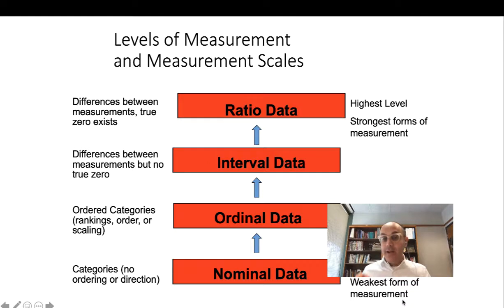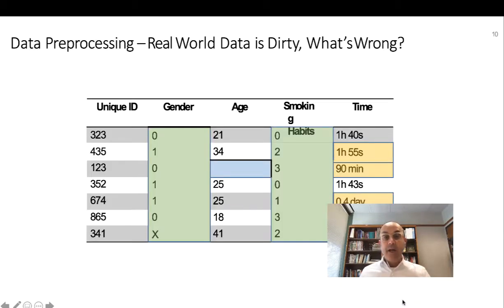However, in the ordinal and interval, we do not have a true zero, and the interval is a little bit higher than the ordinal. And the highest level is the ratio, where we do have a true zero, which means zero is a part of our equation, and this is considered to be the highest level that we have.